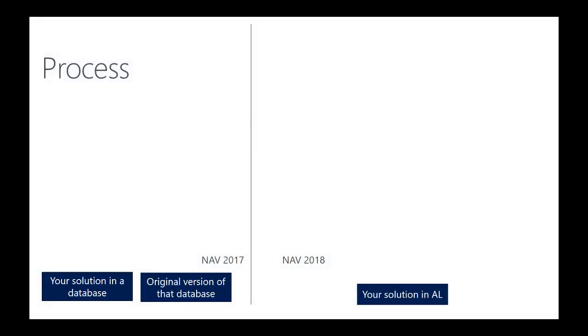The process of migrating your object from CAL to AL is essentially twofold. So the first process is on the left side here. We have an NAV 2017 database is what we have in the slide, but this could go back to, I believe, 2013. So if you have your solution in a 2013 database, we can actually accomplish this as well.